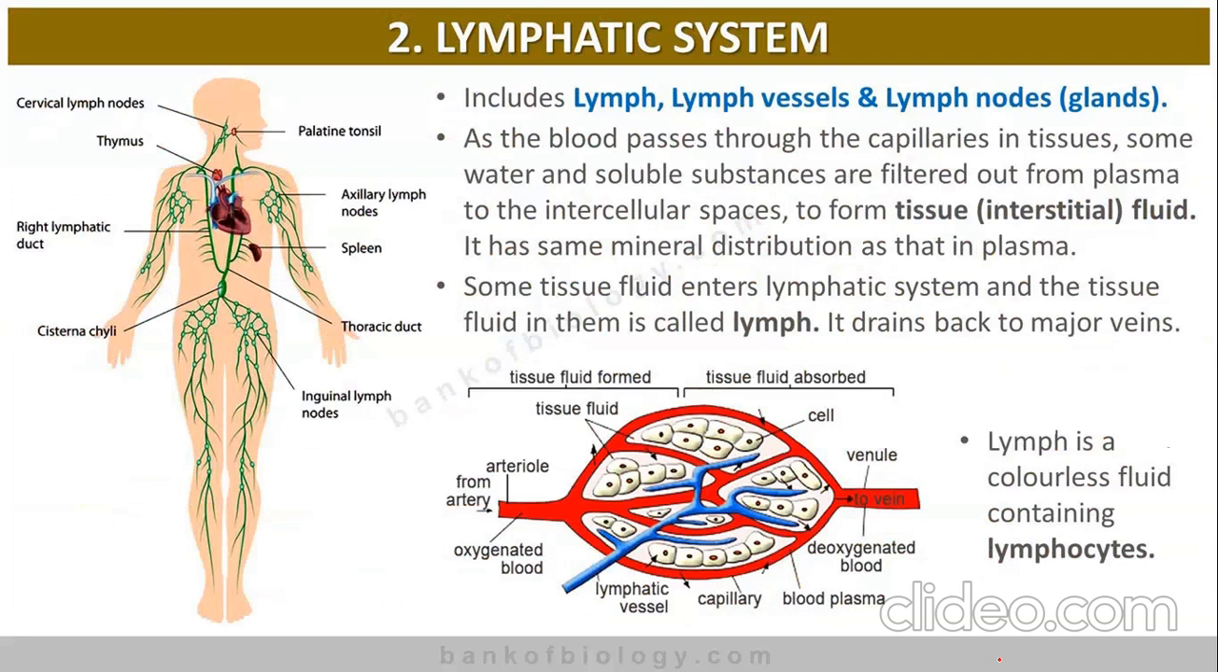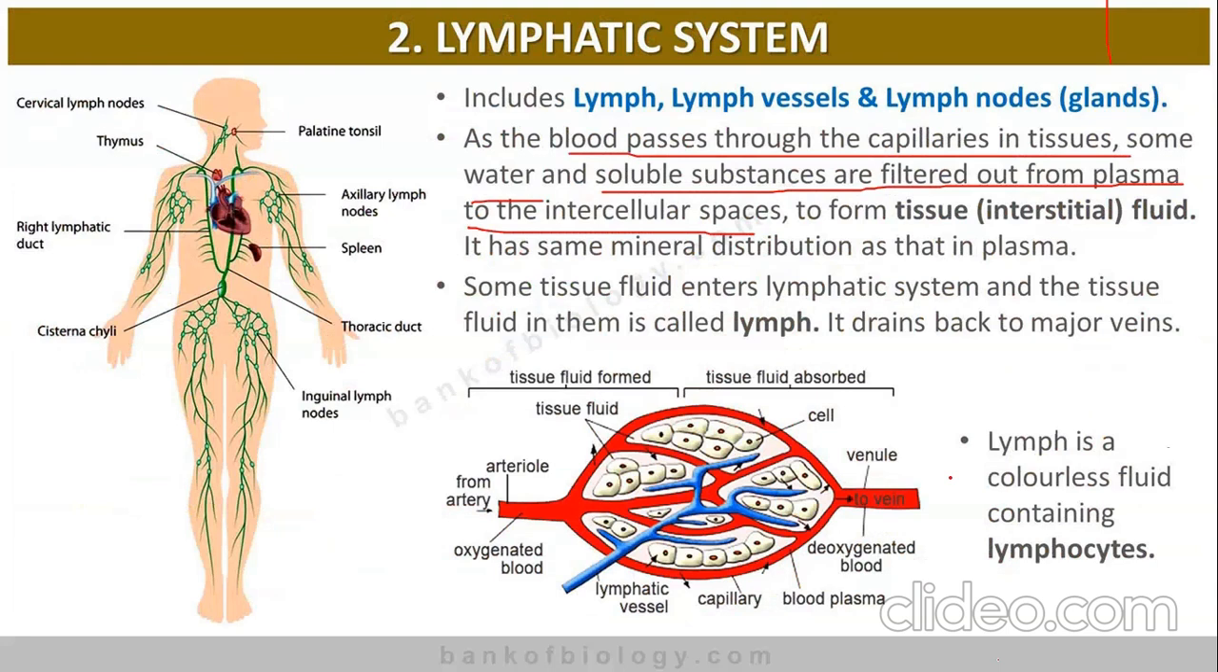The next one is the lymphatic system. The lymphatic system consists of the lymph nodes and lymph vessels. So what is this about? Basically, when the blood passes through the capillaries in the tissues, some water and soluble substances are filtered out from the plasma to the intercellular spaces.